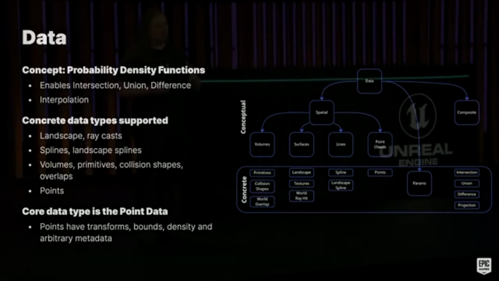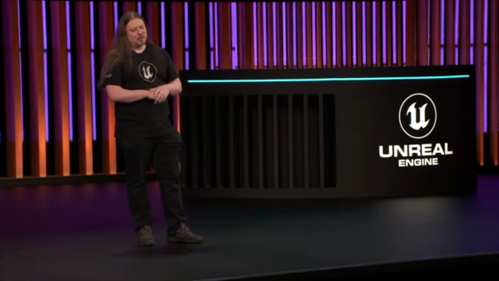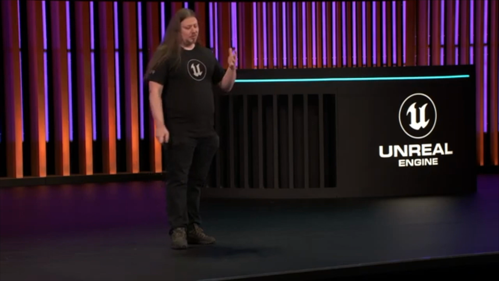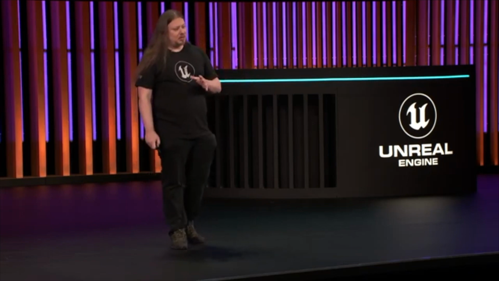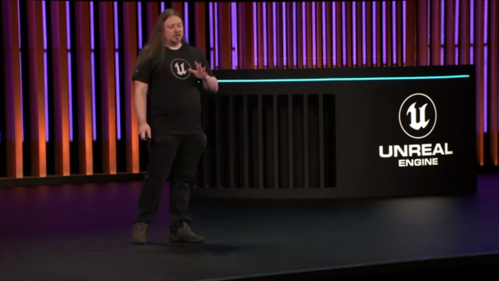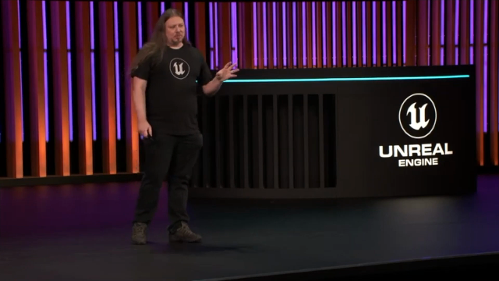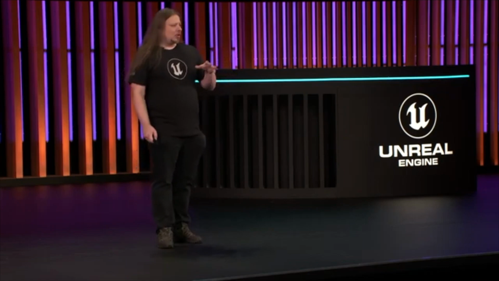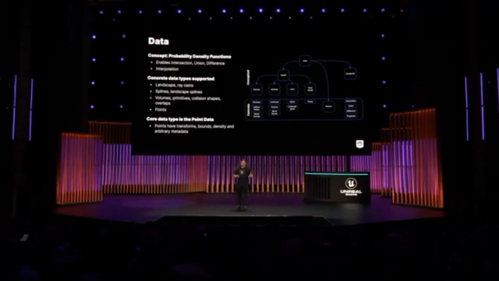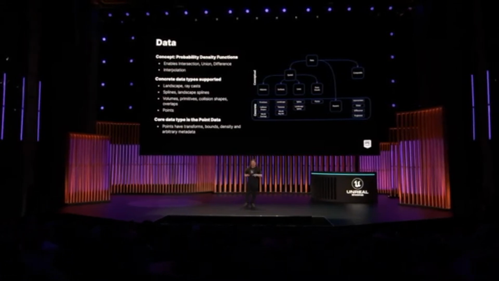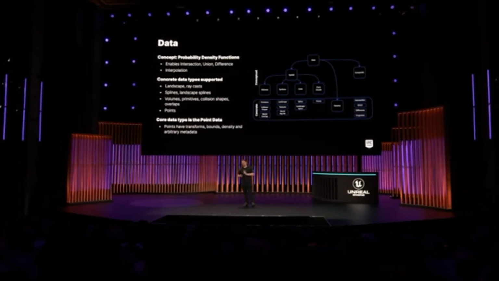Concretely, we've already mapped a couple of engine types to be able to use in PCG. So landscape, you can raycast against the physics or overlaps. You can use splines, landscape splines, any kind of volume, primitives, collision shapes. But most of these you'll end up sampling from, and then you end up with points. And points are the core data type in PCG. So basically, points are very simple things: transform, bounds, density, and then some metadata.